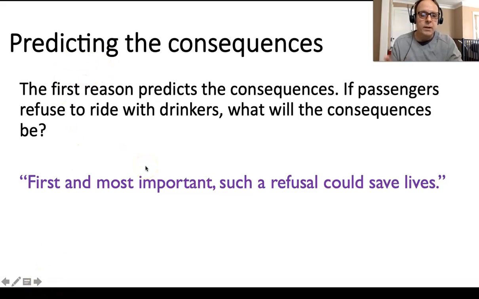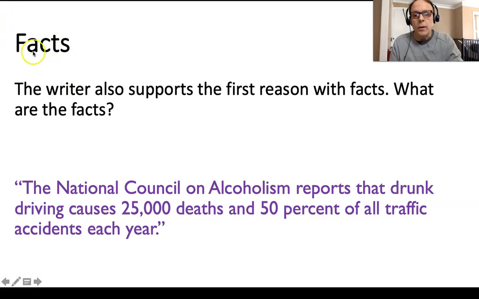So again, if you want to pause the video, each one of these, go back and find them. You can do that, but I'll go through each one. We had 5 methods of persuasion. The writer also uses facts to support their opinion. The National Council on Alcoholism reports that drunk driving causes 25,000 deaths and 50% of all traffic accidents a year.